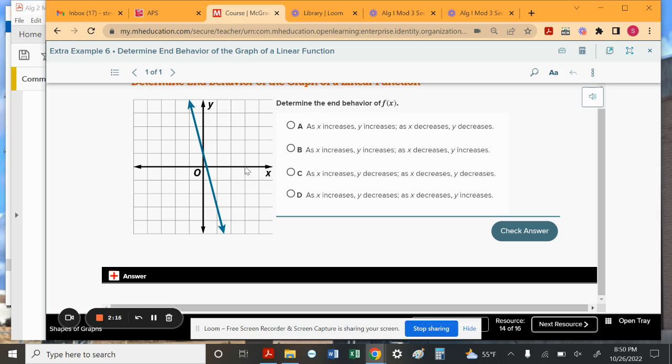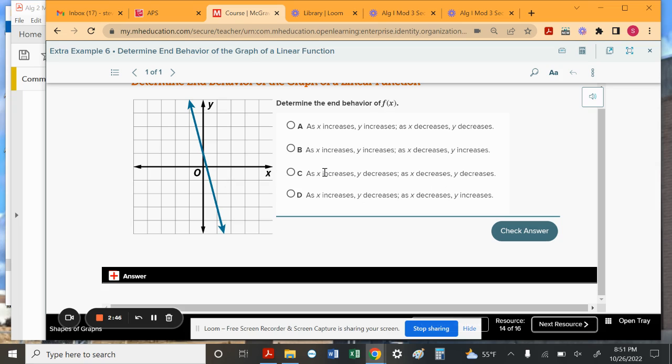Okay, so as x increases, y increases, x decreases, y decreases. That's not true because as x increases, y does not go up. As x increases, y increases on B, right? X goes to the right. It's telling me that y goes up. That's not true. And so it looks like it's either C or D. So let's figure it out from here. So as x increases, goes to the right, y goes down, which is the decreases part. So as x goes to the right, y goes down. That is either C or D.